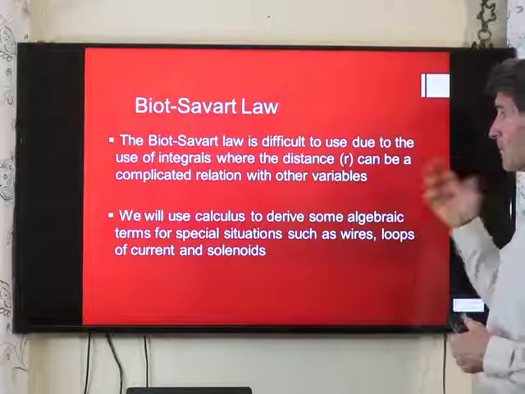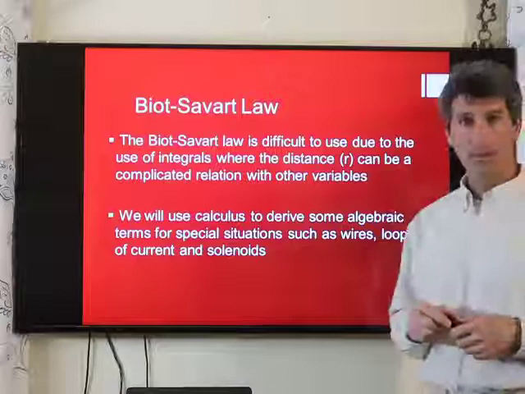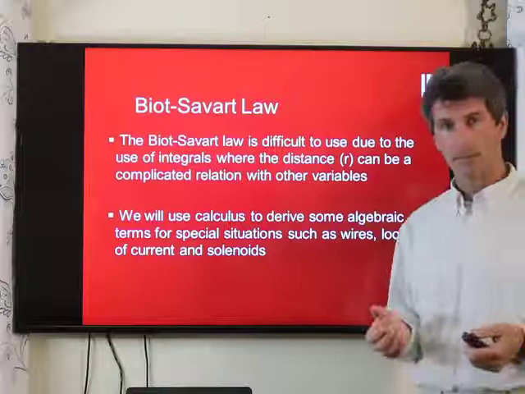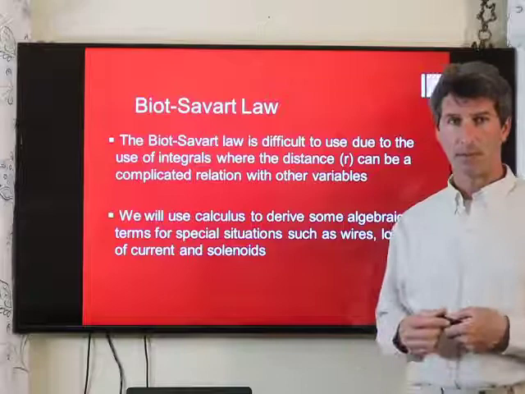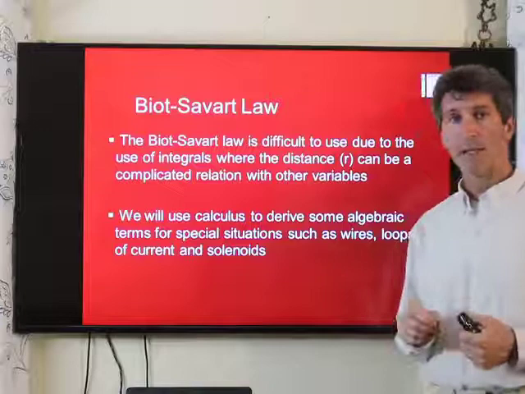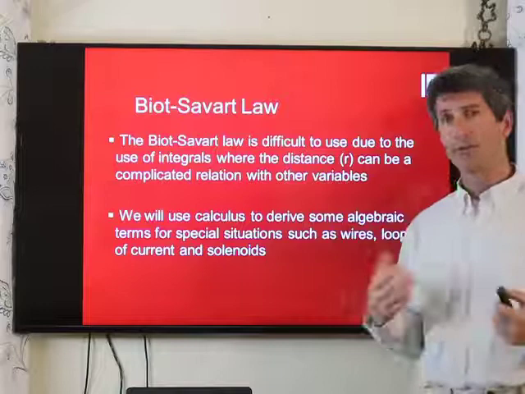So for this course, we are going to use this law to derive some simpler cases. A lot of times in physics, we'll introduce something in its most general form using calculus, and then we'll use the calculus to come up with an easier algebraic expression to solve. And that's certainly what we're going to do here. We're going to look at this law for a single wire. We'll do the same for a loop. You can do the same for a solenoid and get an expression for the magnetic field.